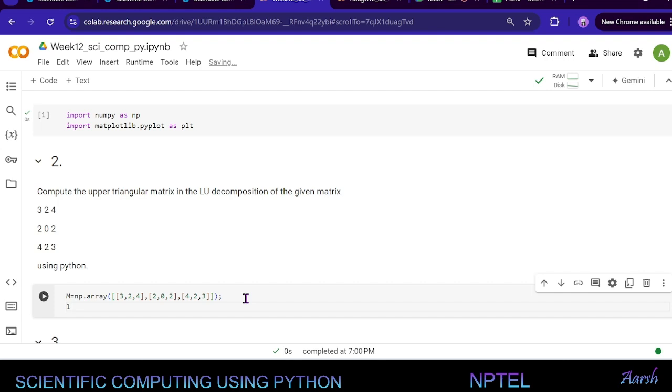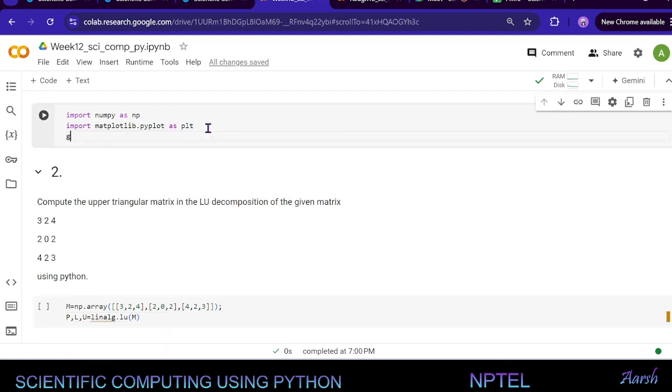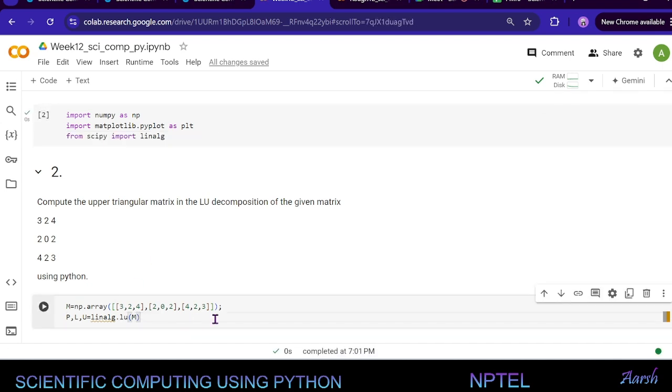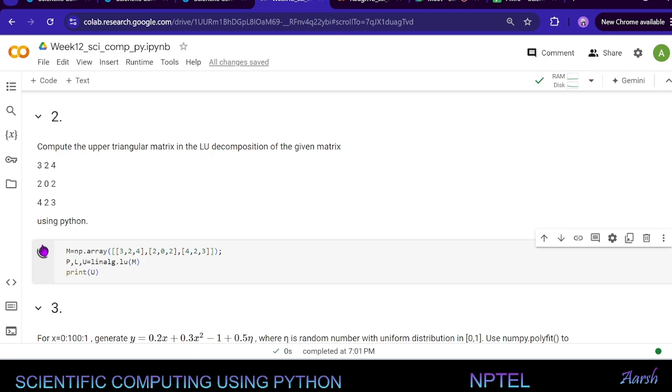Okay. Then we want to find the LU decomposition. How do we do that? We do that using linalg. So linalg.lu of A. That will give us all the three matrices P, L, and U. So we can write P, comma L, comma U equal to this. But we haven't defined linalg. We should import it. So from scipy, import linalg. And then print U. Right? That's the matrix that we want.